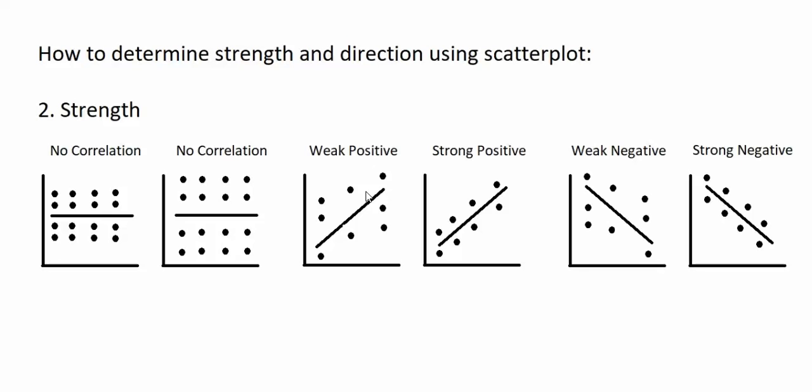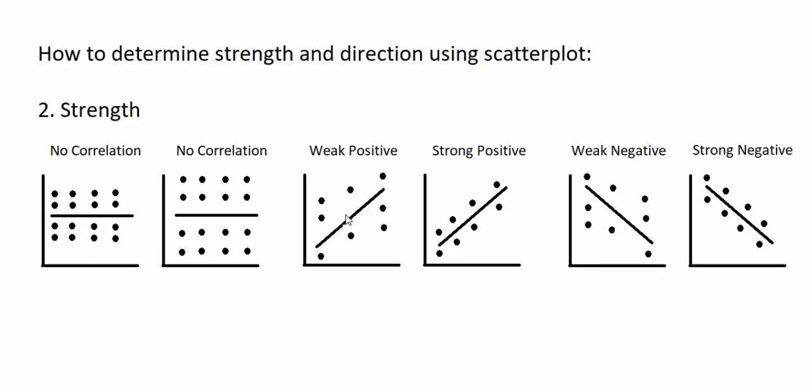If the line is diagonal, then the strength of the correlation depends on how closely the dots are hugging the line. To summarize, if you want to use a scatter plot to determine the direction and strength of a correlation, the direction depends on which way the line is going. If the line is rising, it's a positive correlation. If the line is going down, it's a negative correlation. And if the line is flat, it's no correlation. For strength, if the line is flat, there's no correlation, and if the line is diagonal, the strength depends on how closely the dots are hugging the line.